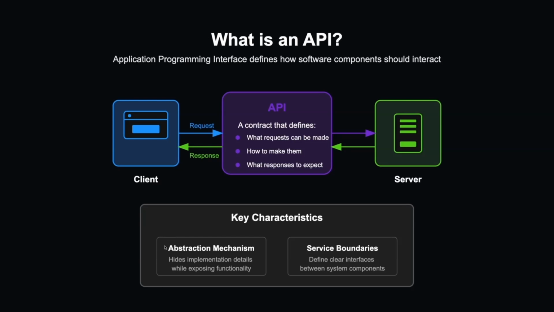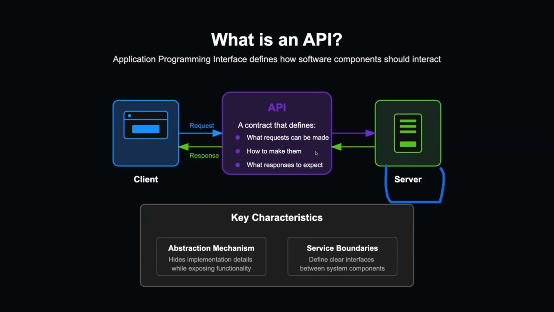So first of all, it is an abstraction mechanism because it hides the implementation details while exposing the functionality. For example, we can make a request to save user data in this server, but we don't care at all about how the logic applies behind the scenes inside of this server.